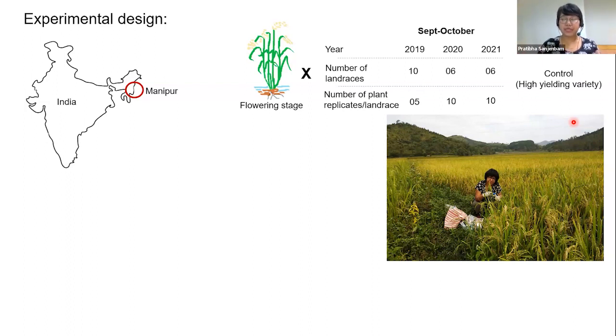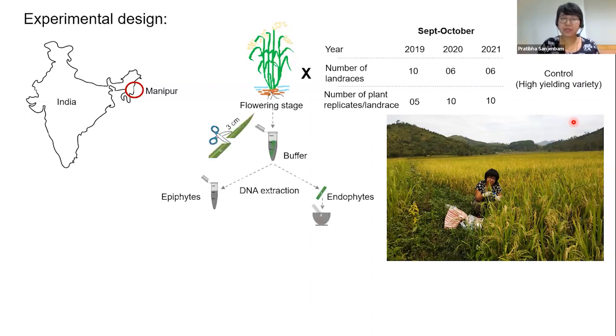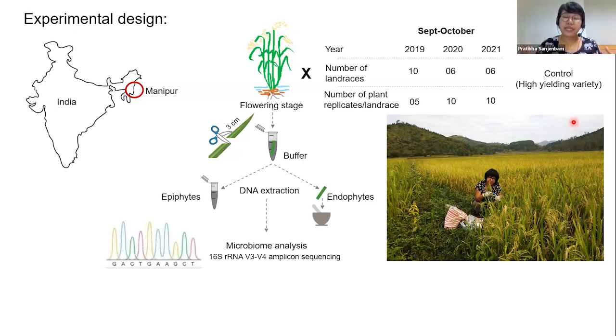So once the samples are collected, they need to be transported back to the lab as soon as possible. Then the DNA is extracted. Firstly, we extract DNA from the epiphytic community, and the same leaf is used for the endophytic DNA extraction. Once the DNA is extracted, I proceed to microbiome analysis using 16S rRNA V3-V4 amplicon sequencing.